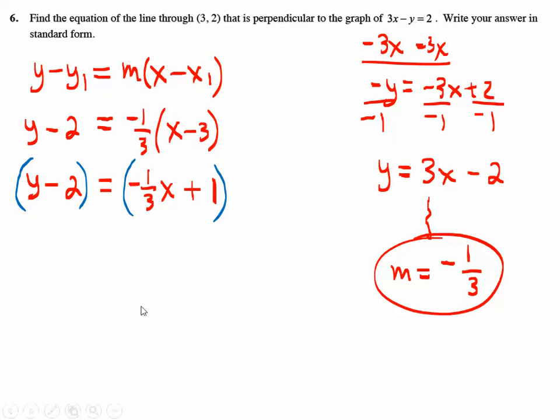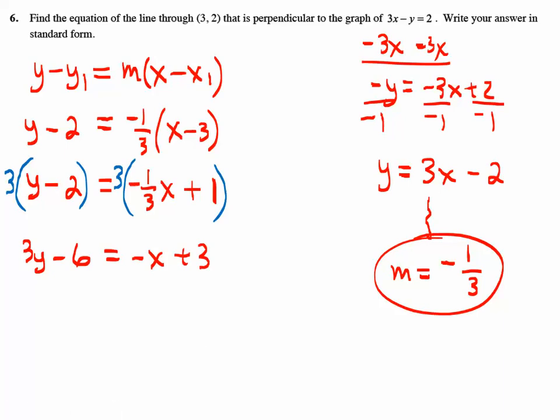Okay, so in standard form, one of the things is that we don't have any fractions. There are no fractions in standard form. So to get rid of our fractions, we multiply through by any common denominator. In this case, it's going to be a 3. So 3 times y, 3 times a negative 2, 3 times a negative 1/3 is a negative x, and 3 times 1 is 3. So got rid of all fractions.